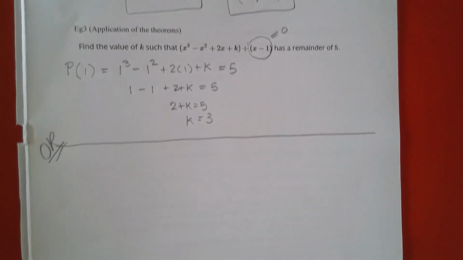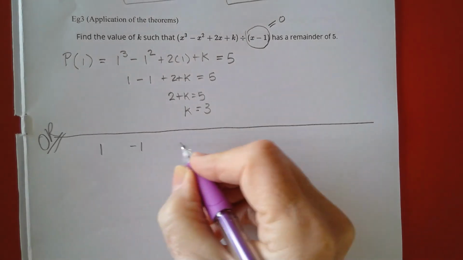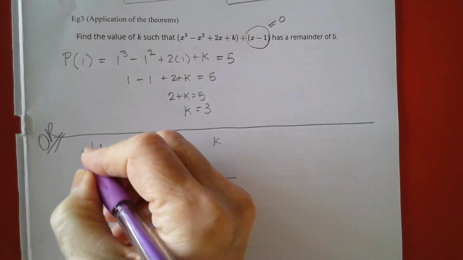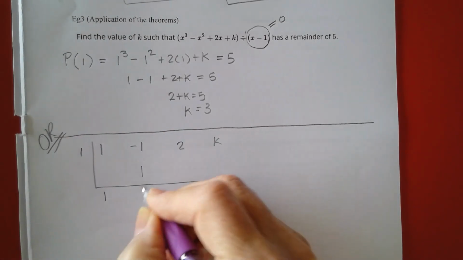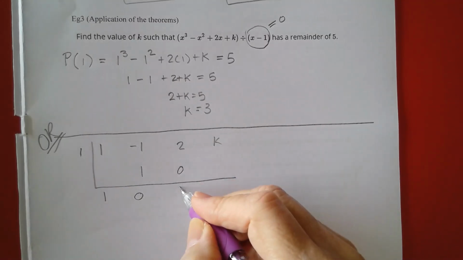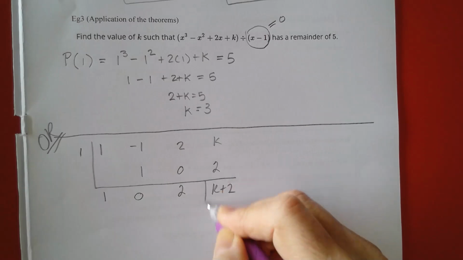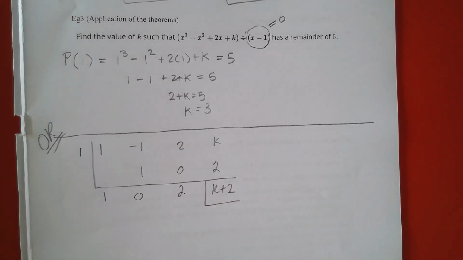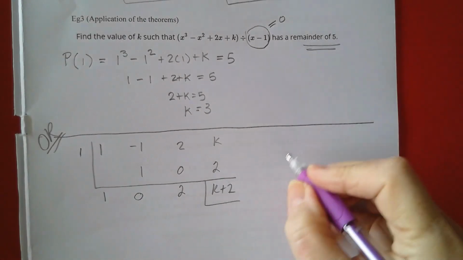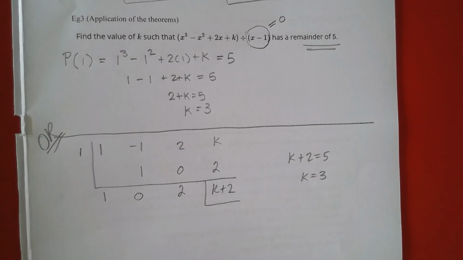Okay, so I'm going to go down to the, or I can do it the synthetic division way. So I can go 1, negative 1, 2, k. And I can put my 1 outside. I can go 1, 1, 0. You okay? 0, 2, 2, k plus 2. It's nice. And then I know the remainder has to be equal to 5, because that's what they told me in the problem.